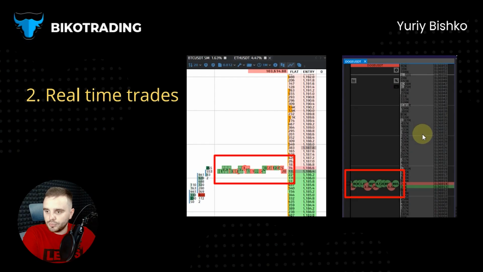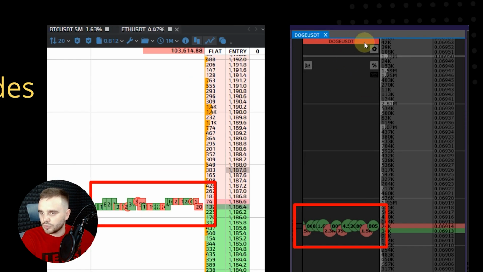The second part of Domain Footprint is the real-time trades. This part is important, especially if you do scalping, because it shows you what people are doing exactly at the moment. This part is an example for Dogecoin and for Ethereum.